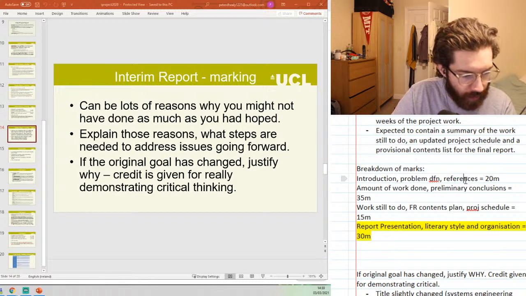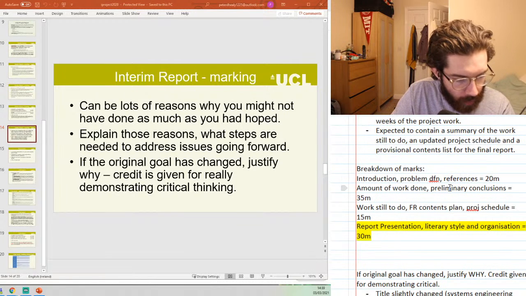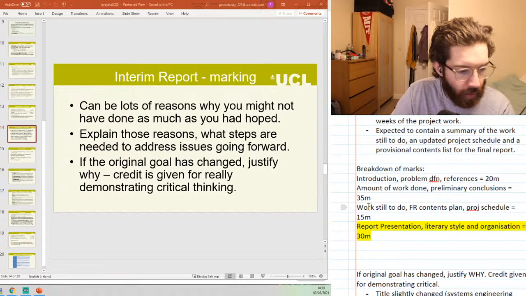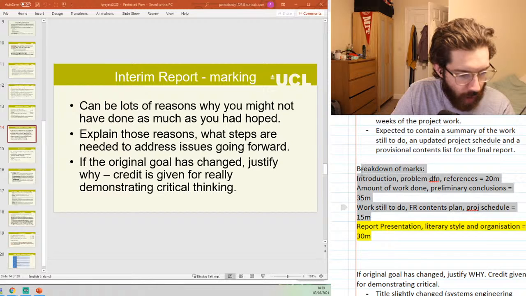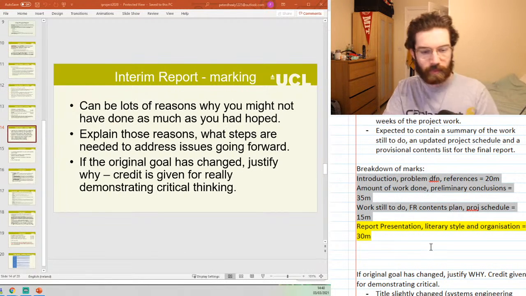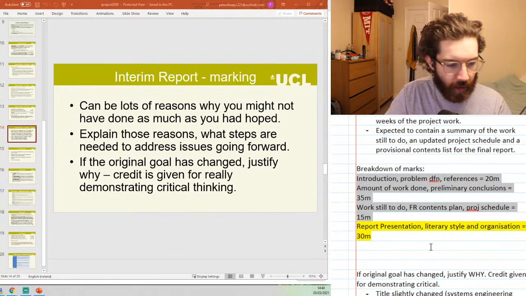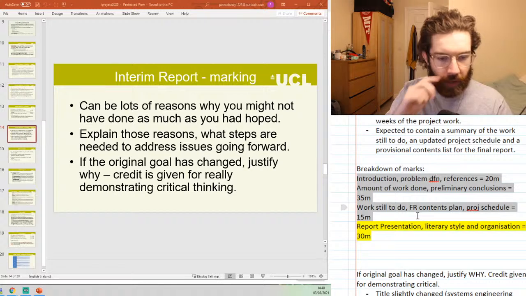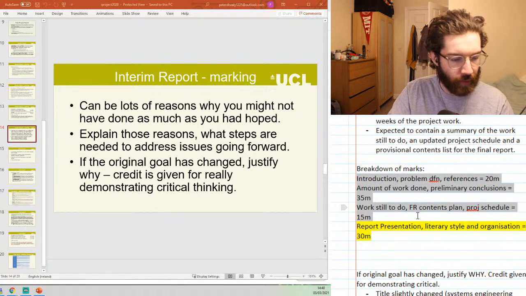So then the next is amount of work done and prelim conclusions. That's 35 marks, and that is section 2 in full. But the problem is this part here is worth 30 marks. So I think what I might do is say that this mark allocation is how I'll decide how many words to write for each section. So this is really important. Getting this down is a good way of figuring out how many words to write for every section.